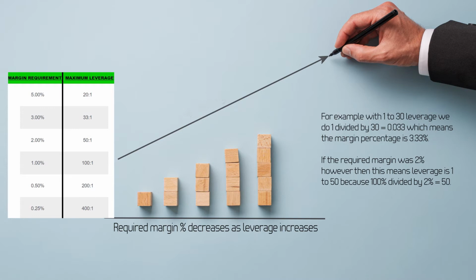Let's say the broker's margin requirement is 5%. Then it would be 100 divided by 5, which equals 20. Therefore, the leverage is 1 to 20. Take a look at this table to help you understand margin requirements for different amounts of leverage.